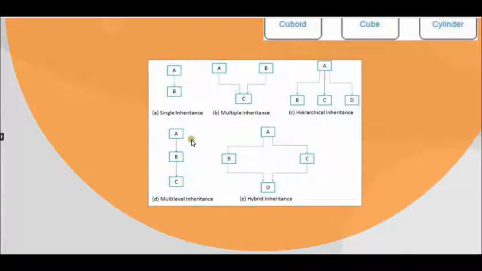Next, multi-level inheritance is like a grandfather, father and child type of relationship. A's properties will be derived to B and B's properties will be derived to C. Ultimately A's properties will also be derived to C. Next is hybrid inheritance. In hybrid inheritance, you have a single base class from which you derive two different derived classes, and those two derived classes are combined together to form a single derived class called D, that is the hybrid derived inherited class.